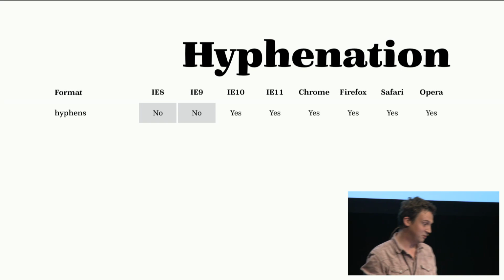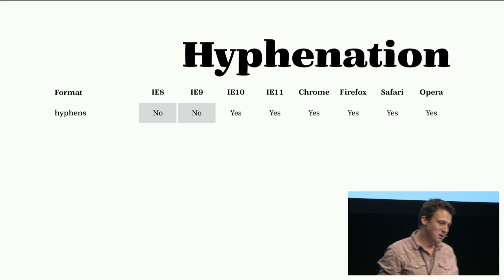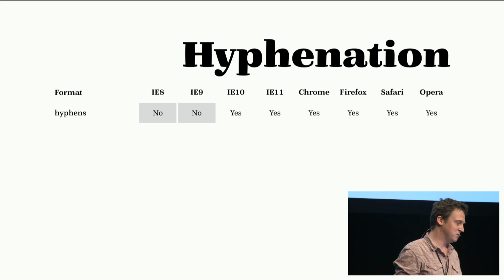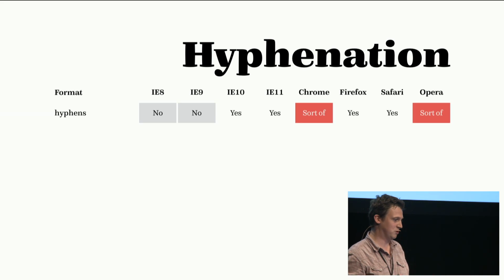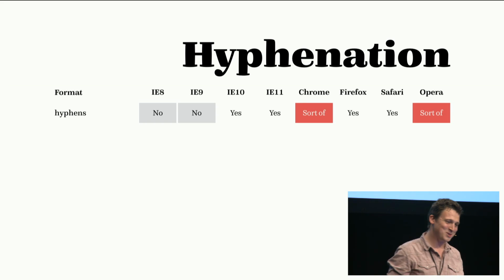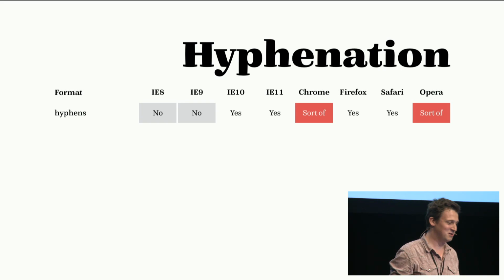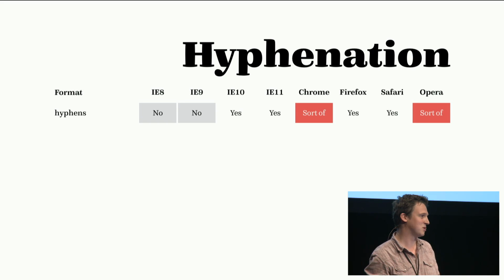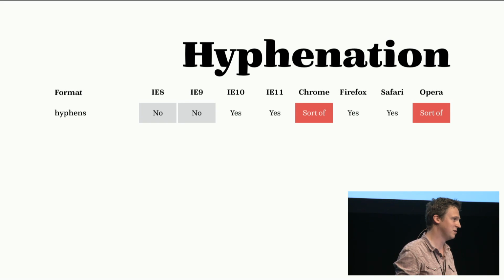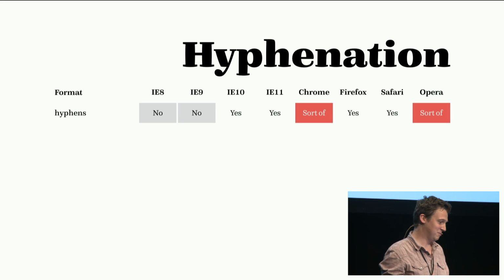Now, browser support for this is pretty good. IE8 and IE9, I'm not going to even start talking about that. But all other browsers support the property, sort of. Chrome and Opera, they support the property, and you can set it, and all is good, except that they don't come with any hyphenation dictionary, which means that you don't get hyphenation.